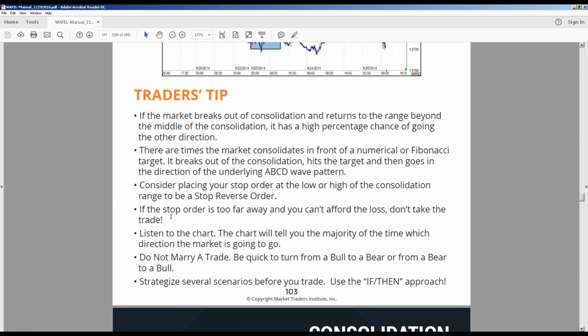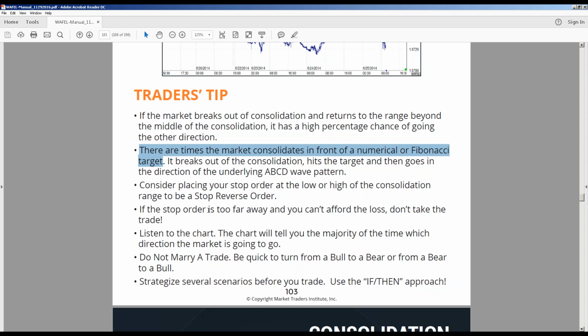Now there are times the market consolidates in front of a numerical or Fibonacci target. It breaks out of the consolidation, hits the target, and then goes in the direction of the underlying ABCD wave pattern. Consider placing your stop order at the low or the high of the consolidation range to be a stop reverse order. If the stop order is too far away and you can't afford the loss, then don't take the trade.